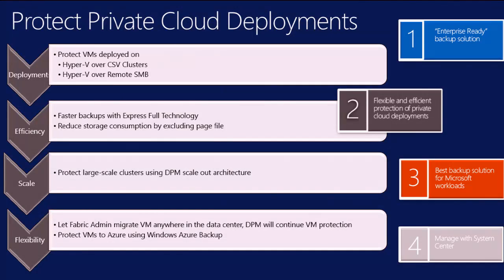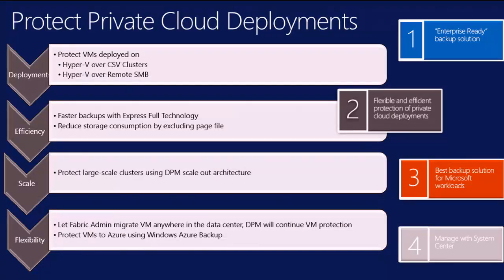Also, we reduce the storage consumption by excluding the page file. Every VM has a page file, right? The operating system manages the virtual memory in a page file, and that accounts for 50 to 60% of the data that we have backed up. That's the observation that we made in enterprise environments. So what we did is that you can specify to the DPM server, hey, this is the VHD that has the page files or temp files, and don't back this up. And DPM is intelligent enough not to back it up.